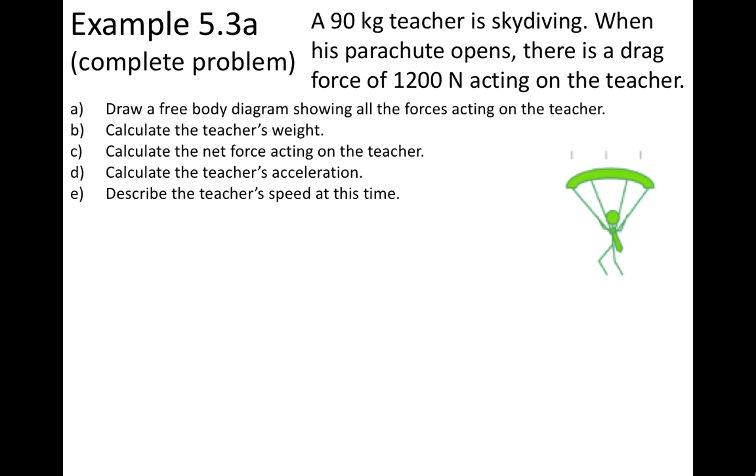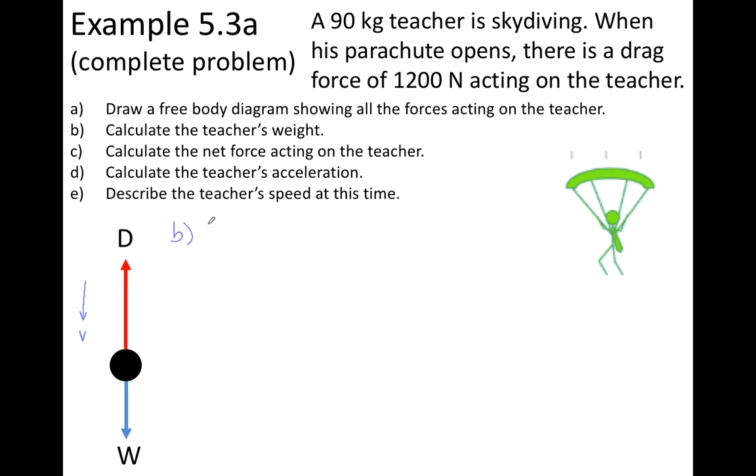Here we have a 90-kilogram teacher that's skydiving, and when his parachute opens, there's going to be a drag force of 1,200 newtons acting on the teacher. We're going to start out by drawing a free body diagram that shows all the forces acting on the teacher. So here's our teacher. The teacher will experience a force of gravity acting downwards that we will label as a W for weight. And there's going to be an upwards force caused by the drag. And we know that we draw that drag force upwards because our skydiver is moving downwards. Drag always acts opposite the velocity of an object.